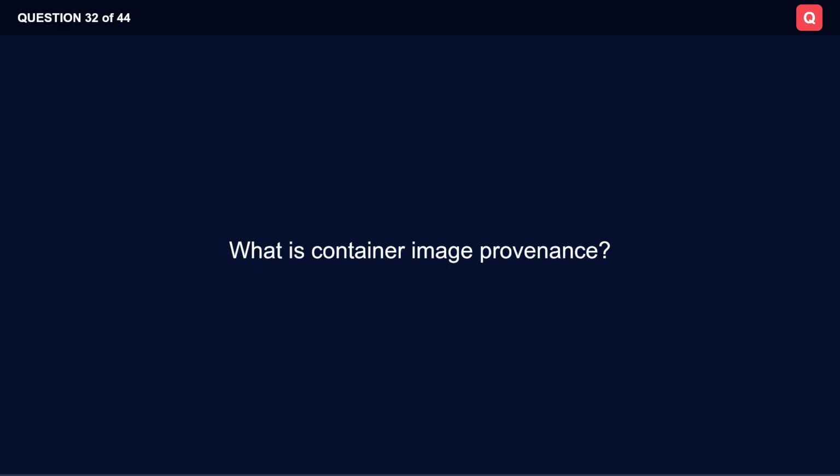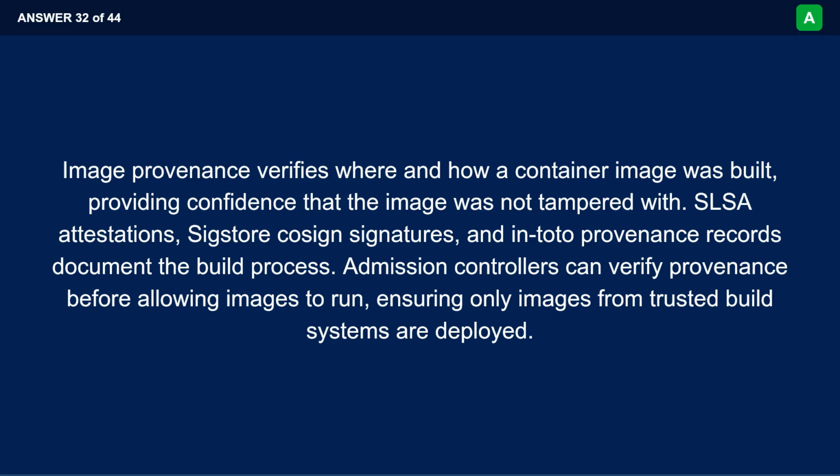What is container image provenance? Image provenance verifies where and how a container image was built, providing confidence that the image was not tampered with. SLSA attestations, Sigstore cosign signatures, and in-toto provenance records document the build process. Admission controllers can verify provenance before allowing images to run, ensuring only images from trusted build systems are deployed.